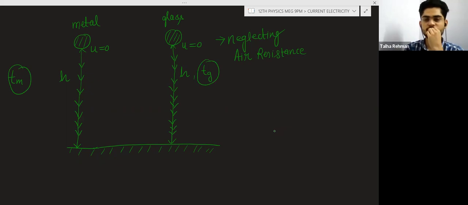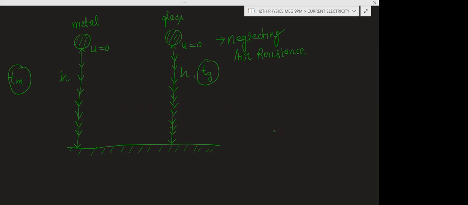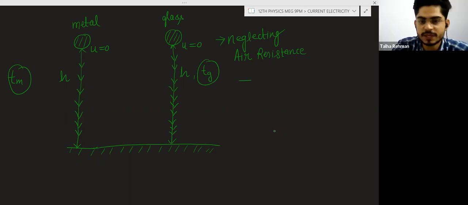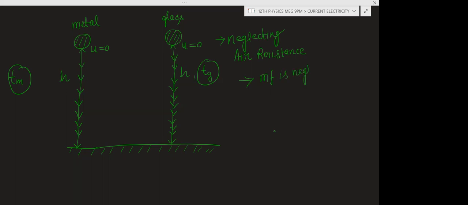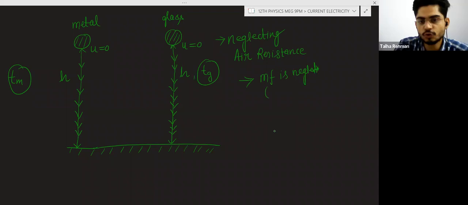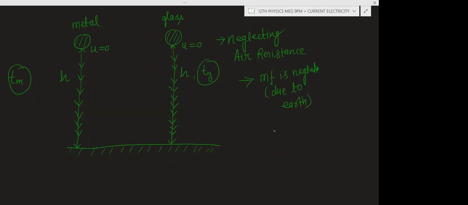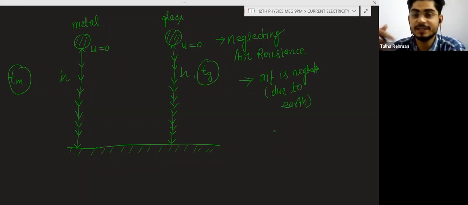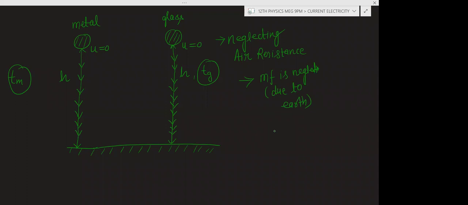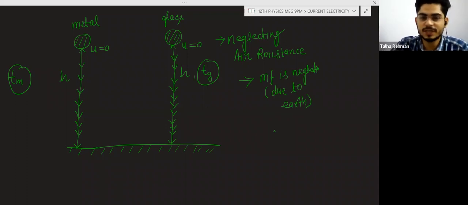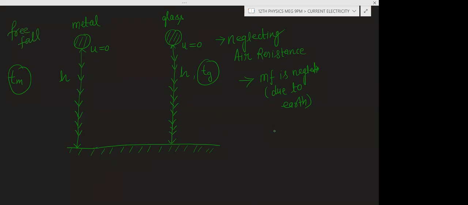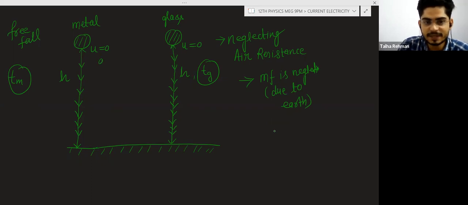Okay. Do you know Newton's equations of motion? No, sir. Okay. And I am also supposing here that the magnetic field due to earth is neglected. We will account for gravity. Yes. And we know that whenever a body is freely falling, this is a condition of free fall. Free fall means the body is falling without any external force.